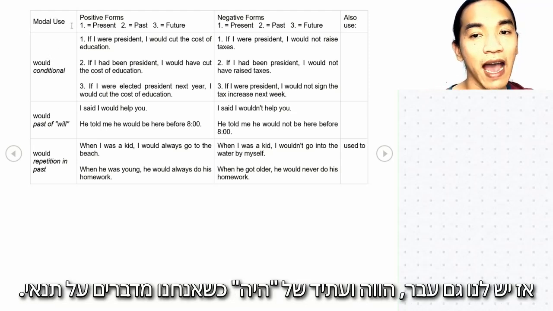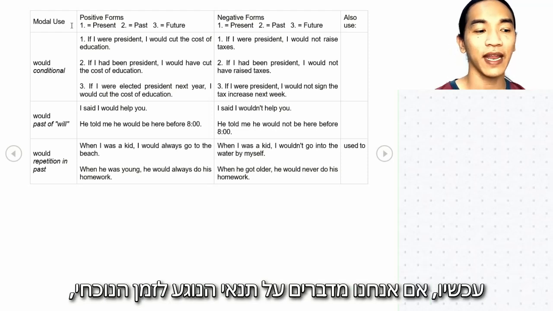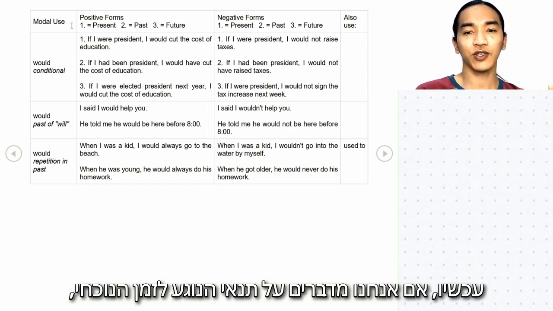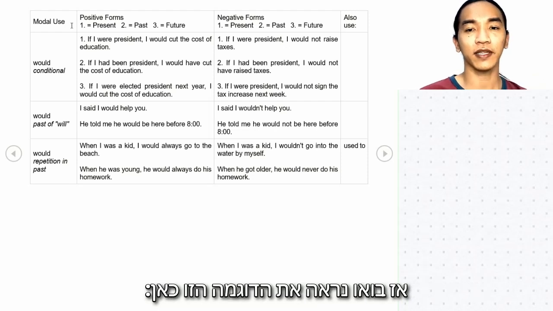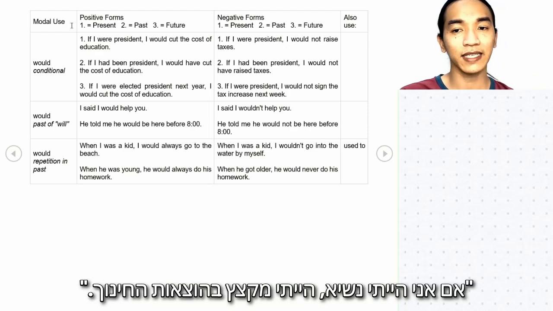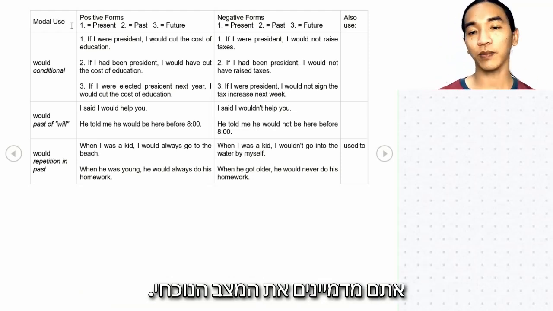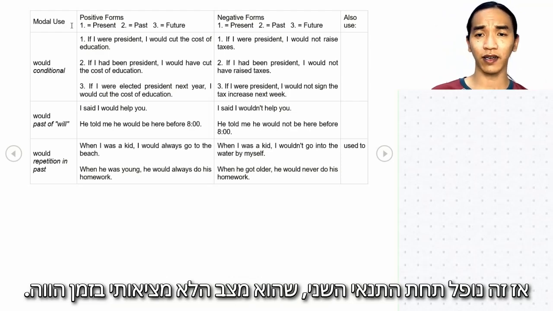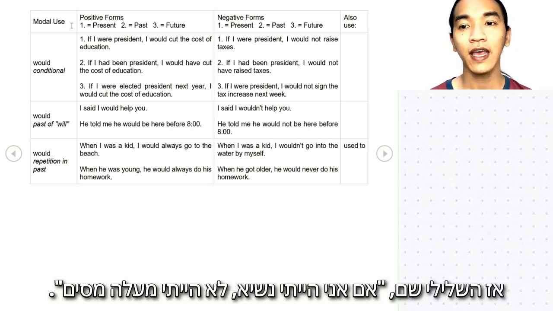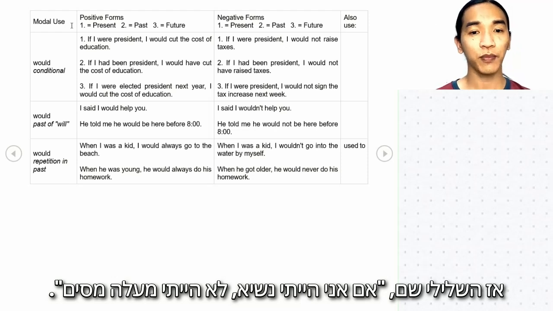Now, for us to better understand that, let's see this table here. So we also have the past, present, and future for would when we talk about conditional. Now, if we're talking about conditional pertaining to the present time, let's see this example here. If I were president, I would cut the cost of education. So you are imagining the present situation. So this falls under the second conditional, which is the present unrealistic situation or condition. Okay. So the negative there, if I were president, I would not raise taxes.